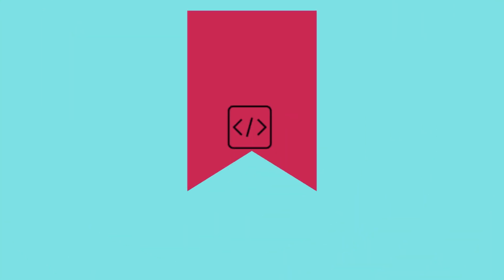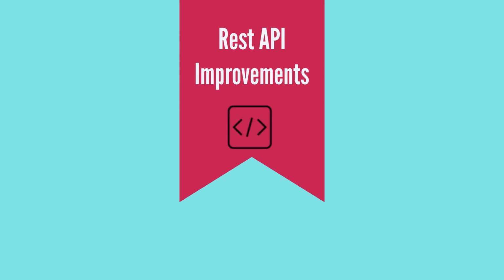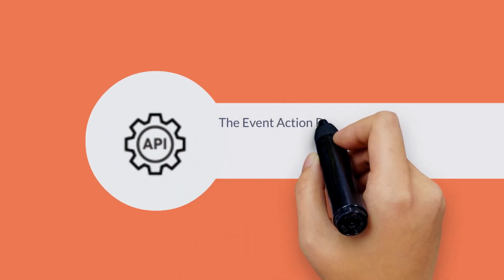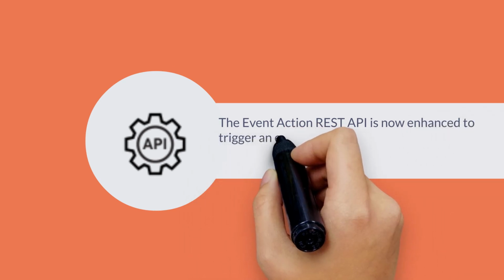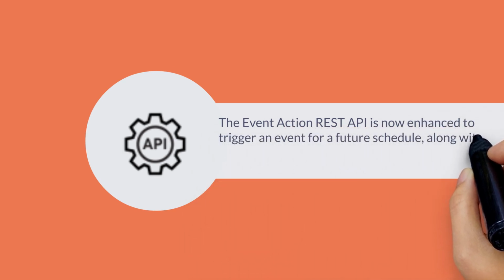Let's now review an enhancement made to the Event Action REST API. The Event Action REST API is now enhanced to trigger an event for a future schedule, along with root jobs and user parameters.